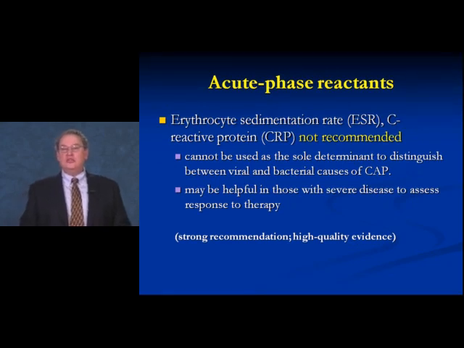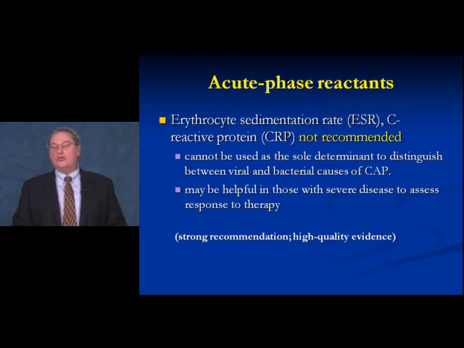What about acute phase reactants, like the erythrocyte sedimentation rate or C-reactive protein? These are routinely not recommended. They can't be used as a sole determinant to distinguish between viral and bacterial causes of community-acquired pneumonia, but they may be helpful in those with severe disease to assess the response to therapy.